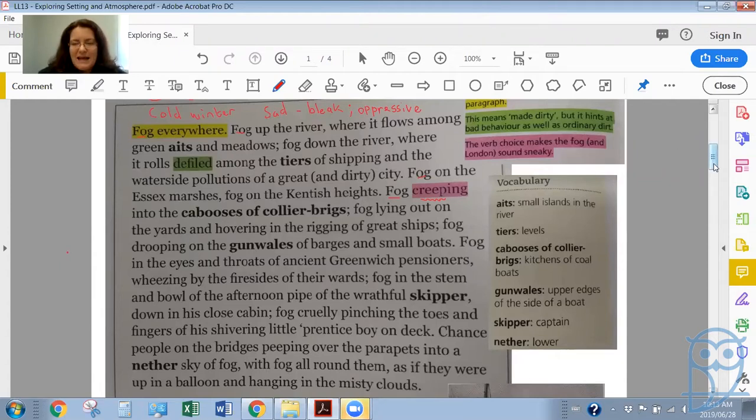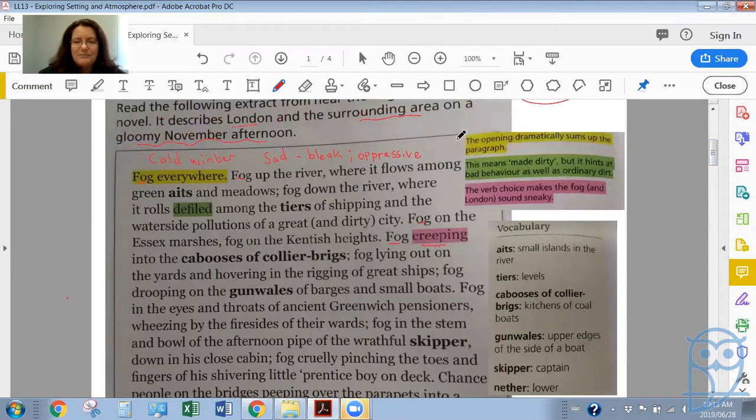Okay. Now, let's look at some of the annotations. All right, fog everywhere, full stop. The marker or the reader likes this because the opening dramatically sums up the paragraph. Fog everywhere, and the writer goes on to explore how this fog is everywhere. Okay, and then the writer continues, fog up the river where it flows among green aits, green islands, little islands in the river. Okay, so it flows among these islands and meadows.